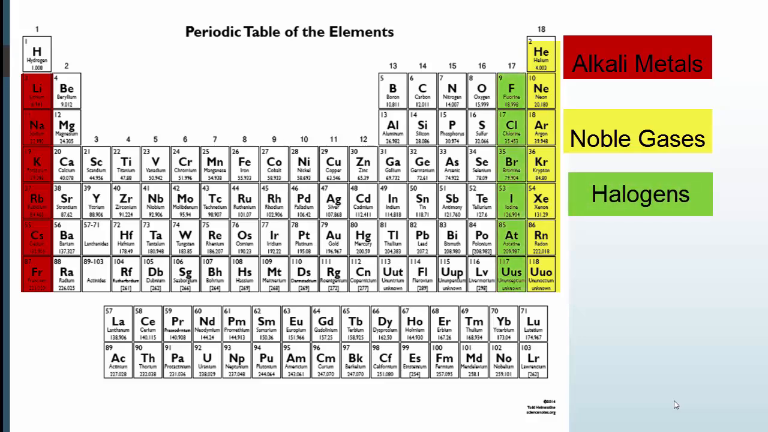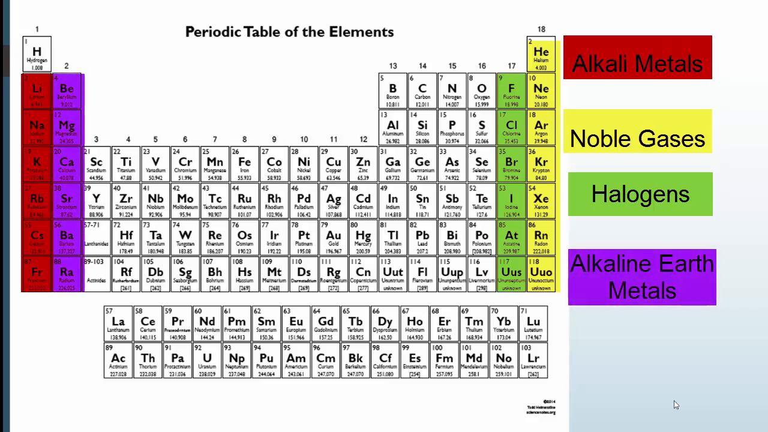The column next to the noble gases, starting with fluorine, going down to astatine, these are called the halogens. Lastly, the second tall column on the left, starting with beryllium and going down to radium, those are known as the alkaline earth metals. So these are commonly used in the textbook and in videos and just in talking in chemistry. So you need to know the alkali metals, the alkaline earth metals, the halogens, which are sometimes called halides, and the noble gases.